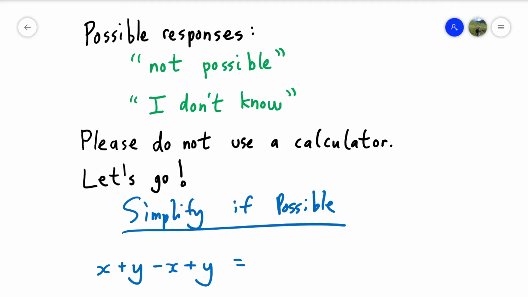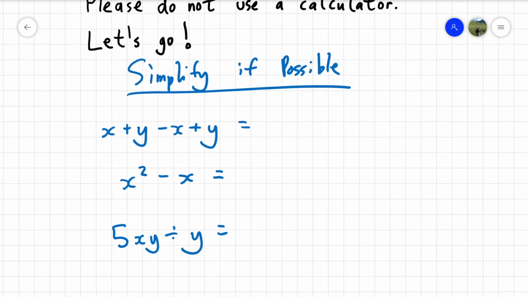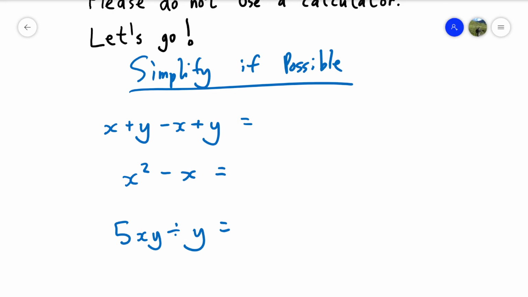This is a bonus lesson about simplifying. We've got 3 here to do. Simplify if possible. So it may not be possible to simplify them. Have a go in your own time. Pause in the video.